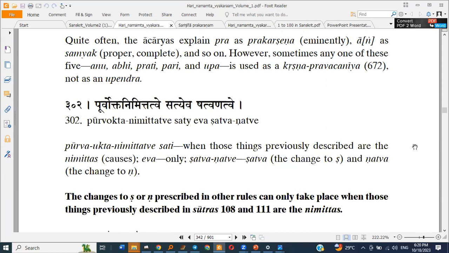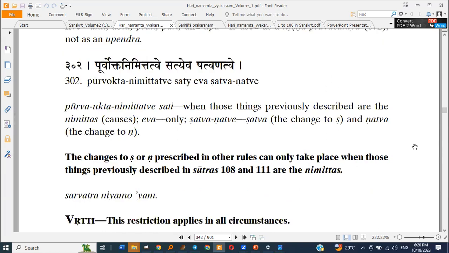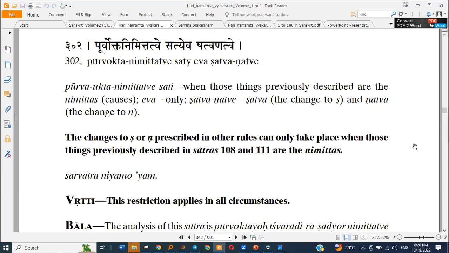Okay. Purvokta nimitatve satyeva shatva anatve. So this sutra says the changes to sha or na. So if you remember in the beginning of the second chapter, we had done these two sutras which had described the Shatva Vidhi and the Natva Vidhi, right? Ishvara Hrimitra Karamamebhya Pratyavrinti Sasyasho Ityadi, and then Rasha Ridabhana Sana Sarveshwara Hayava Kavarga Bhavarga, that one. So now it says the changes to Sha or Na prescribed in other rules can only take place when those things previously described in Sutras 108 and 111 are the nimittas.